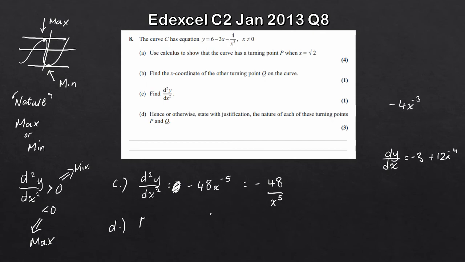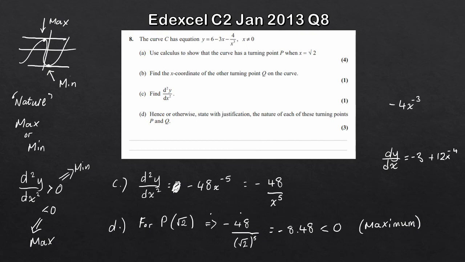So for P, which is root 2, sub it into here. Minus 48 divided by root 2 to the 5. I've already done this calculation, but if you do it yourself, you should obtain that it's roughly minus 8.48. Now because this is less than 0, that implies that it's a maximum turning point. So that's a maximum.